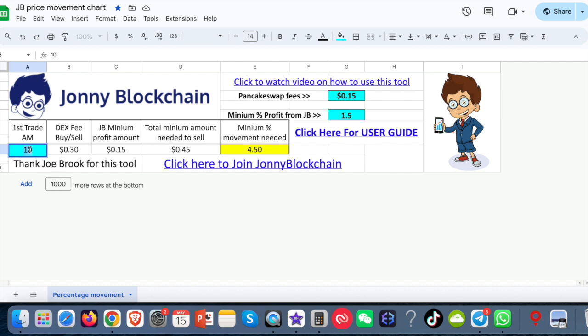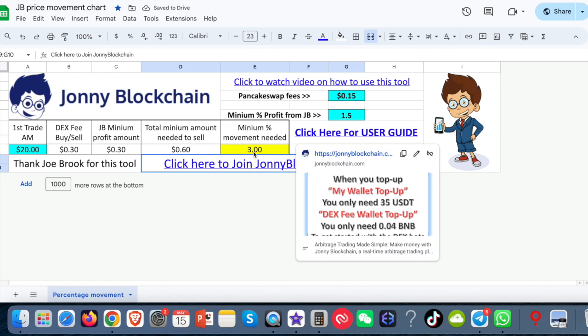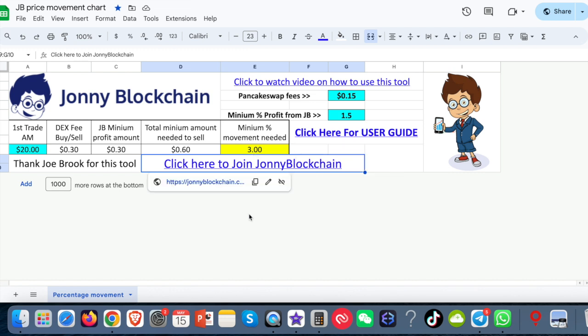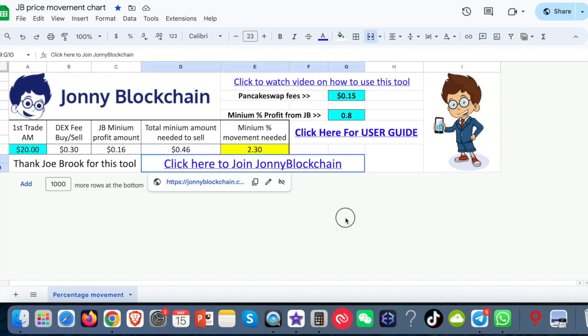Well, let's say you were trading with $20. You can see that the price has got to move by 3%. It's got to go up by 3% to get me that profit of 1.5. So let's just put this to 0.8. You could see now, if I've got a robot set up to take profits at 0.8 and I'm trading with $20, the price has got to go up by at least 2.3% for the bot to make me a profit, because it's got to take into account the blockchain fees.